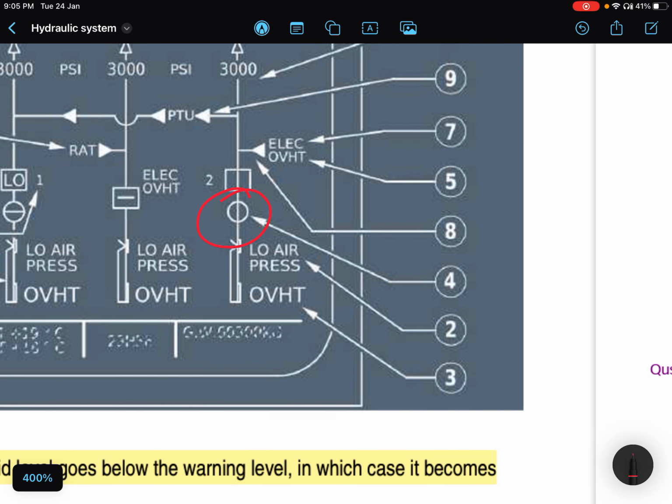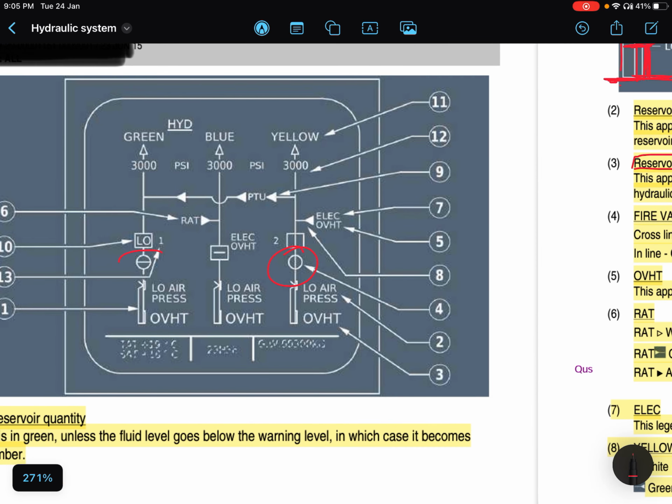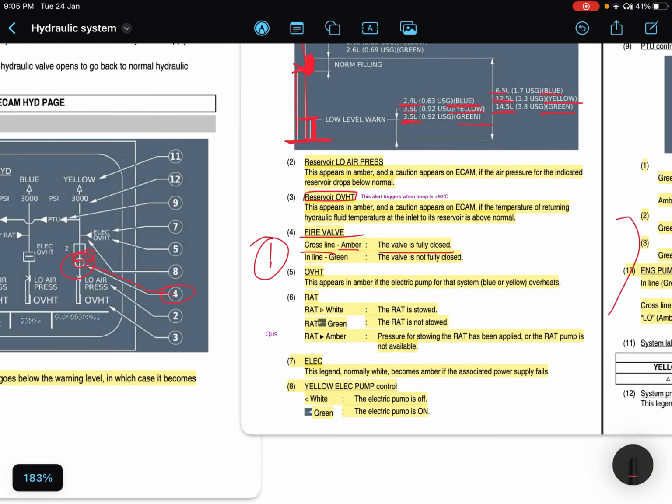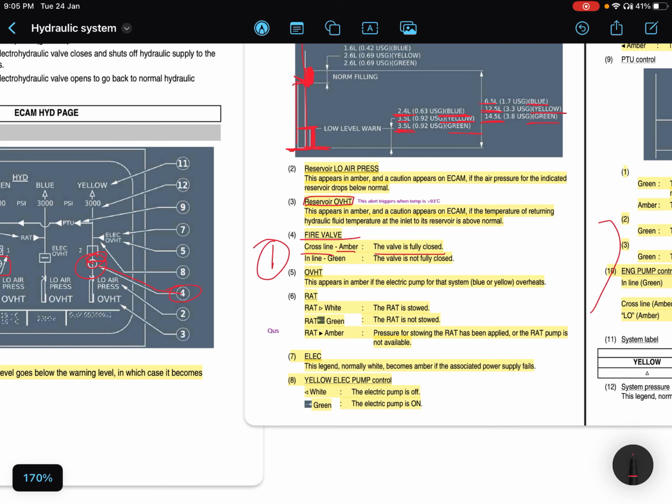What is this? This is the fire shut off valve. It is number 4. With a cross line in amber, the valve is fully closed. Whenever it's like this, it means the valve is closed. And with an inline in green, the valve is not fully closed, right? You can read it, just read it and keep it in your mind.